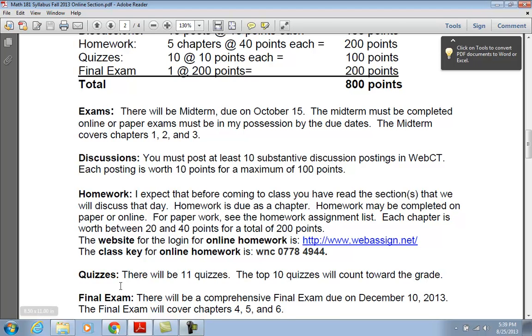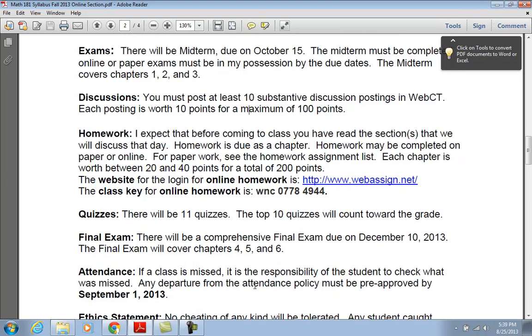Each chapter is worth between 20 and 40 points for a total of 200 points. The website for the login for online homework is there, webdesign.net, and the class key for online work is WNC. You can copy and paste that in there.